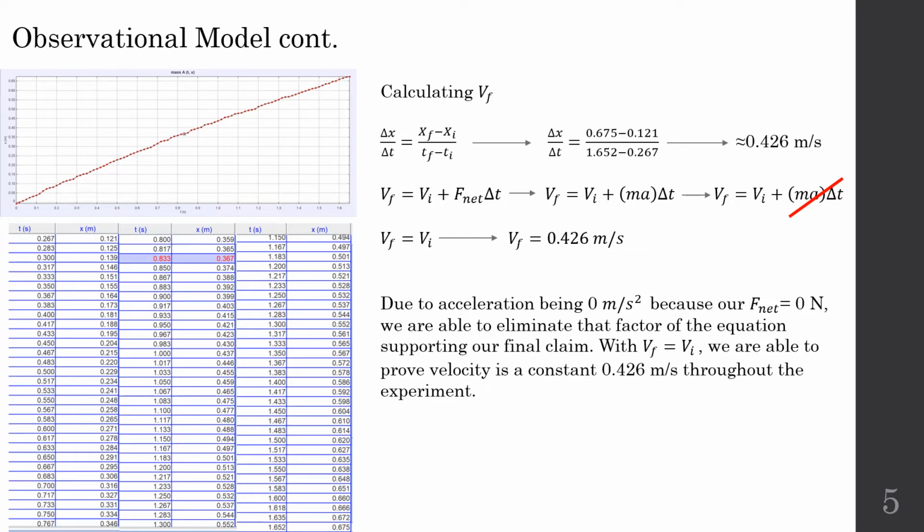In the velocity final formula, we were able to prove that velocity final equals velocity initial. Therefore, the force must equal 0 and there is no acceleration. With this finding, Newton's second law becomes voided as we eliminated force. Therefore, there's no net force in the system and velocity will remain constant.